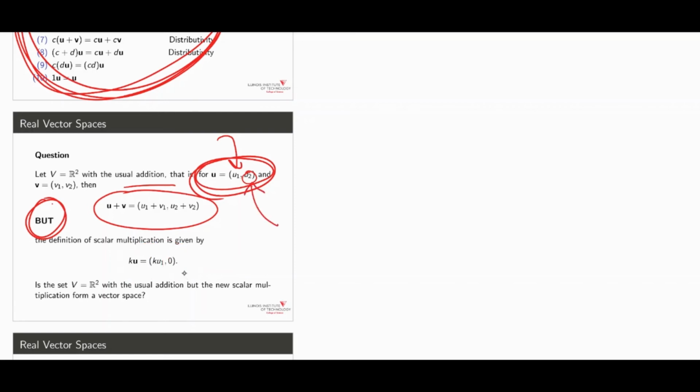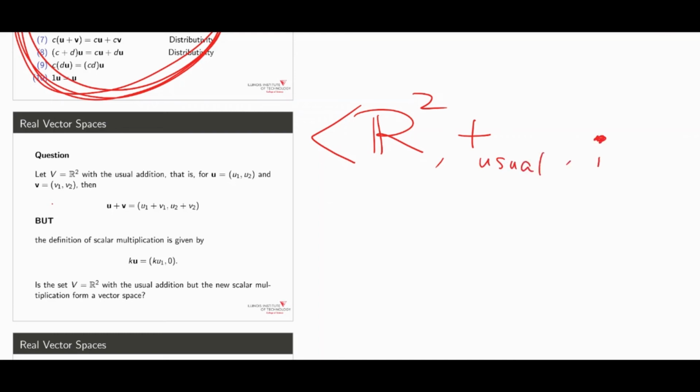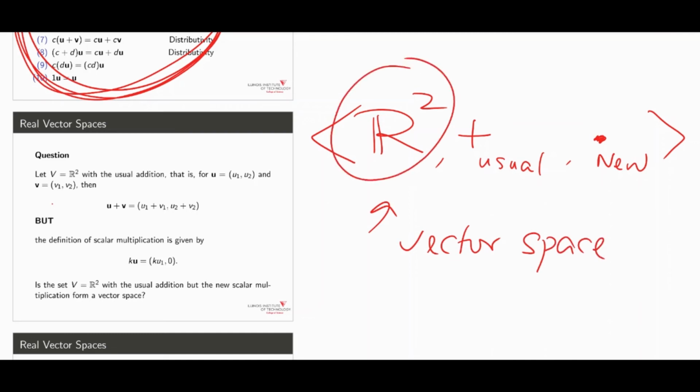So this is how we define our new scalar multiplication now. The question I have for you is, with this R, the same R as before, with the usual scalar addition, sorry, the usual additions, but the new scalar multiplication, will this be a vector space? Even though it's the same set and we have the usual addition, now we change our scalar multiplication to this. Will this be a vector space?